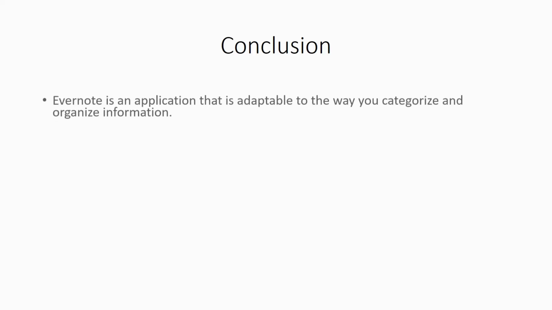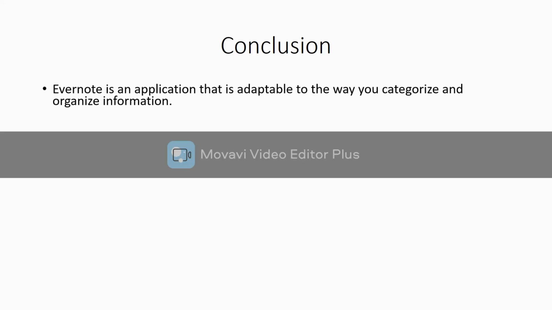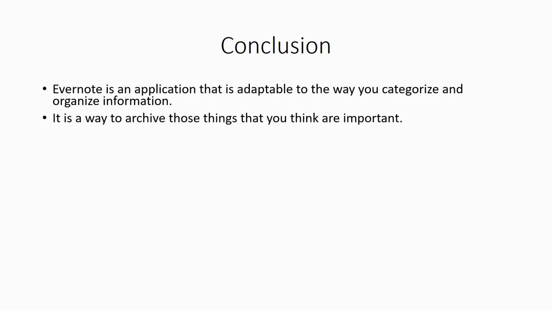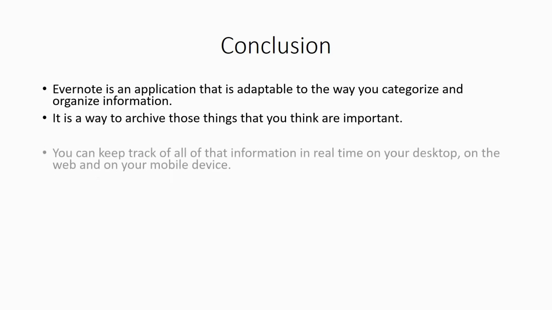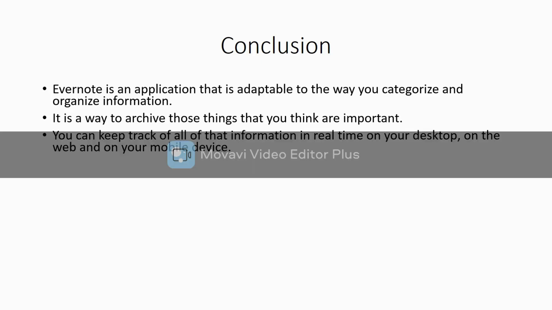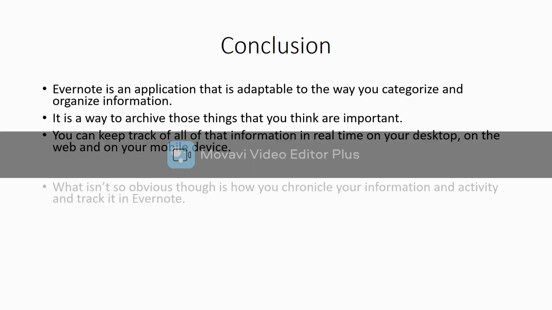In conclusion, Evernote is an application that is adaptable to the way you categorize and organize your information. It's a great way of organizing those things that you personally think are important from day to day. You can keep track of all of that information in real time on your desktop, on the web, and on your mobile device and have them all agree.